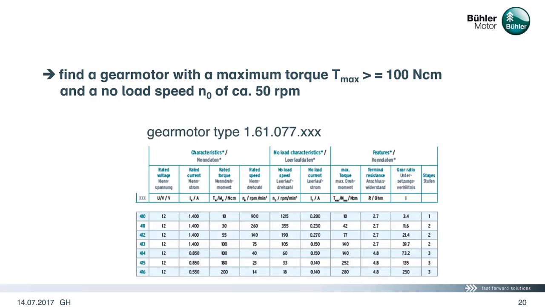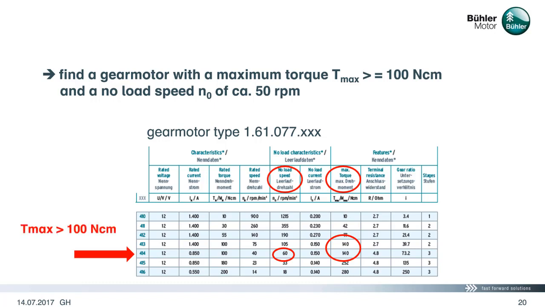Gear motor type 61077 contains two versions with the right maximum torque. Here it's 140 Newton centimeter. There is one version with a no-load speed of 60 rpm, which is pretty close to the required 50 rpm. We can see that 161077414 fulfills the torque requirement.